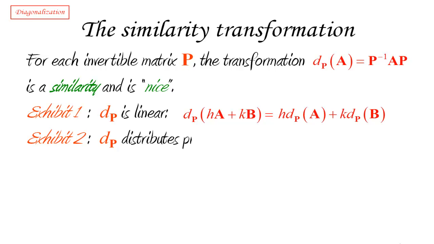Exhibit 2. This transformation distributes products. What does that mean? Well, it means that if I consider the image of a product of two matrices, what I end up with is the product of the two images. Remember earlier on we saw that the determinant of a product is equal to the product of the determinants. Well, this is true as well in this case. So the transformed of a product is equal to the product of the transformed.